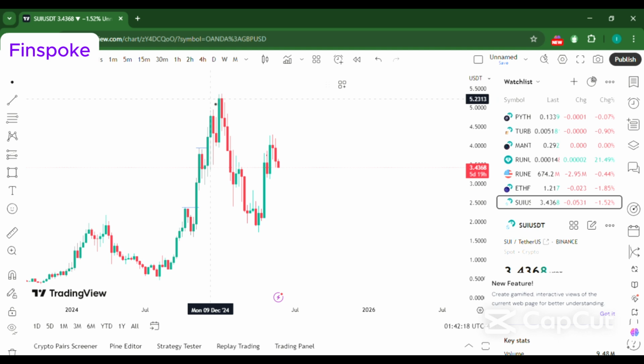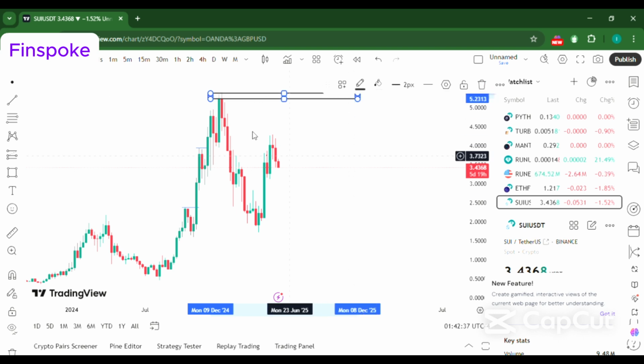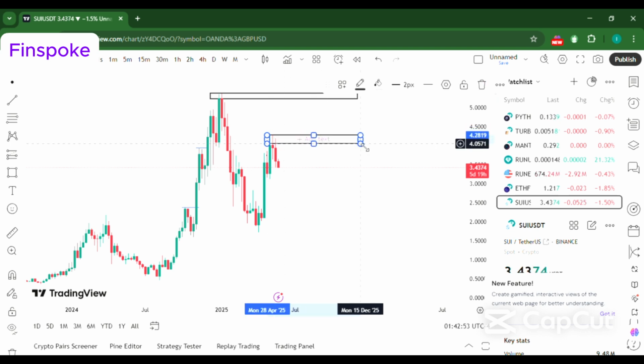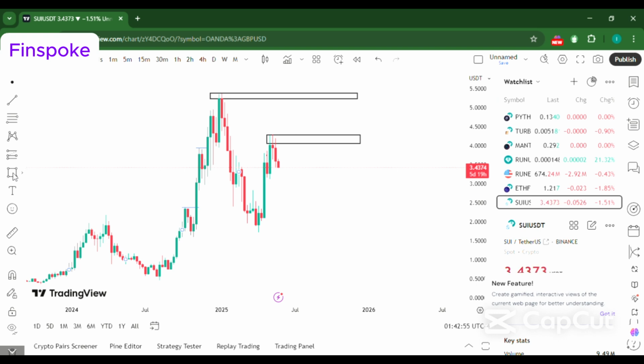We have a structure here. I am trying to focus here because this is where the current price is within this range. We have another one here. We have one here.